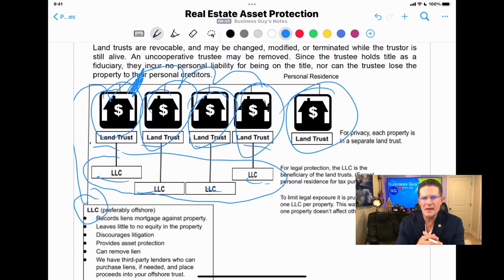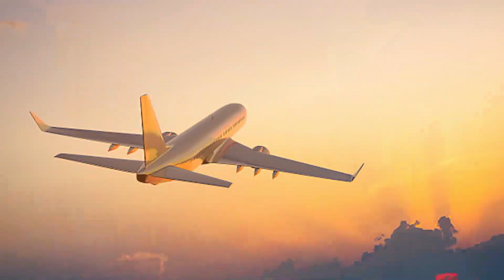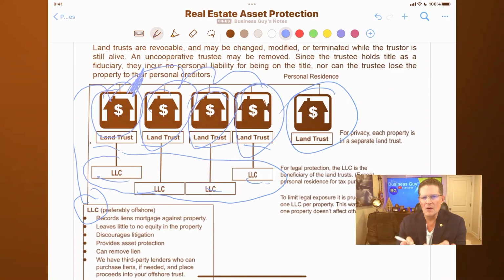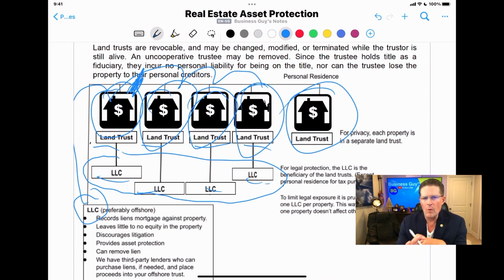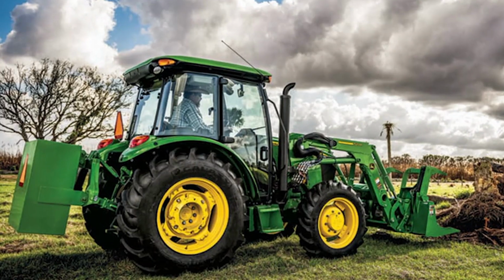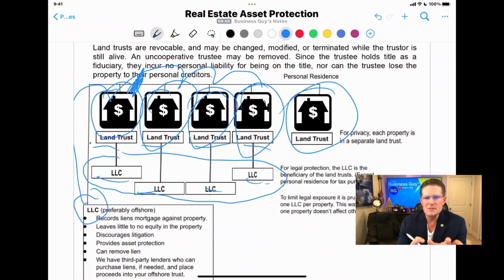Now let's say it's something else. Let's say it's vehicles, airplanes we've protected, those kind of things. We do a similar strategy where we put the asset into an LLC and then we record UCC1 liens against it. With real estate, it's a mortgage or deed of trust you record against the property. And then with personal property, well, things like cars, tractors, bulldozers, we use a UCC1 lien, and that's recorded against the property to use that asset as security and to pull out the equity.